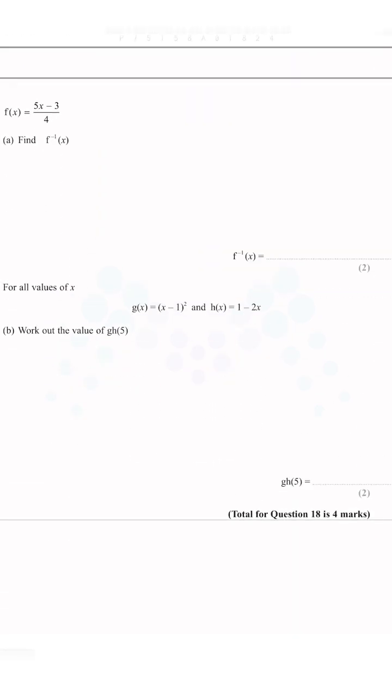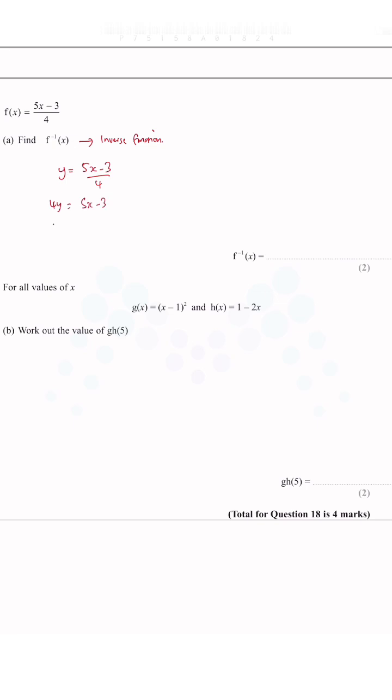Question number 18. It said f(x) is equal to (5x minus 3) over 4. Find f minus 1 of x. Now, f minus 1 of x is your inverse function. And the way to do that is you replace f(x) with y, and you write that as the function, which is (5x minus 3) over 4. You have to then rearrange it in terms of x. So times both sides by 4, you get 4y equals 5x minus 3.